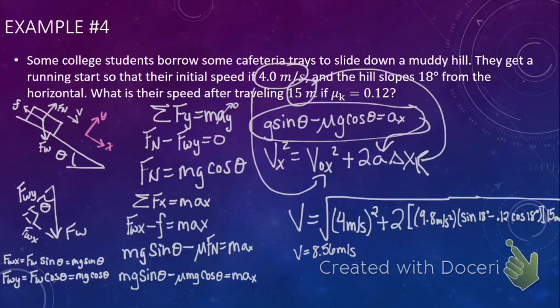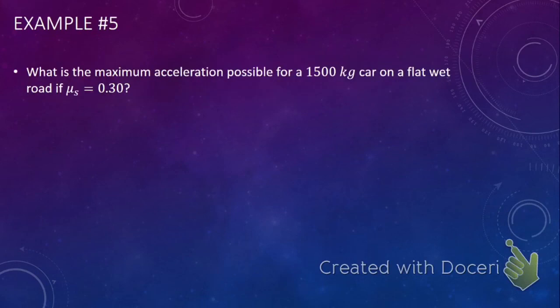One last bit of information is on this next slide. We are looking at what is the maximum acceleration possible for some particular car on a flat, wet road if we have some static friction. The fact that this is a flat, wet road lets us go ahead and skip a couple of steps. That tells us that our normal force is equal to our weight, so our normal force is then equal to mg.